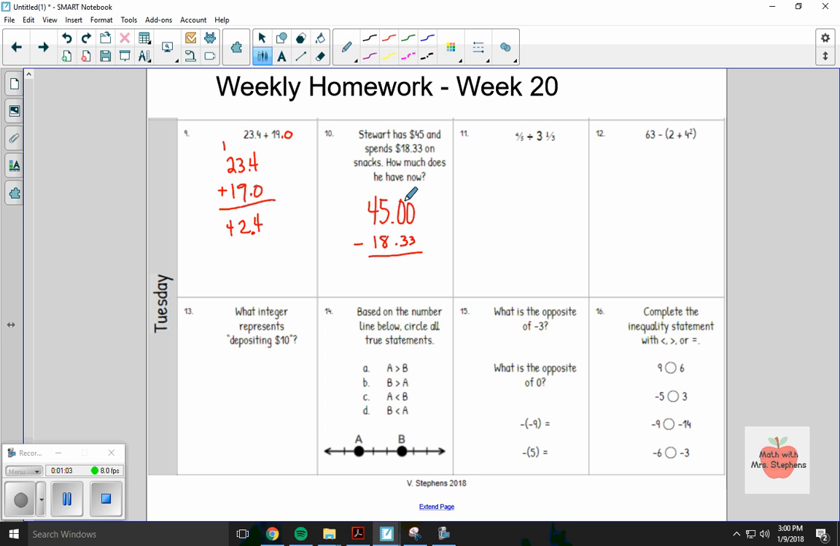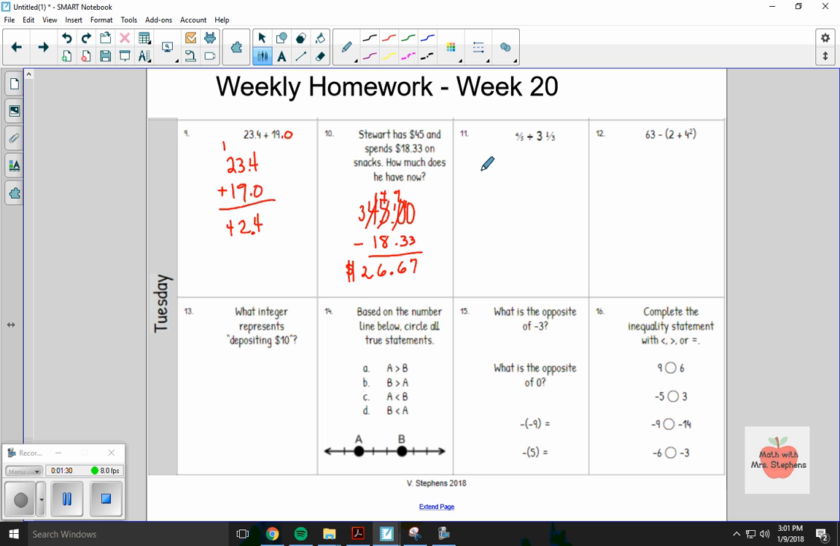We need to do some borrowing right here. Again, 4 minus 8 gives us a negative number, so borrow. Stuart has $26.67 left.